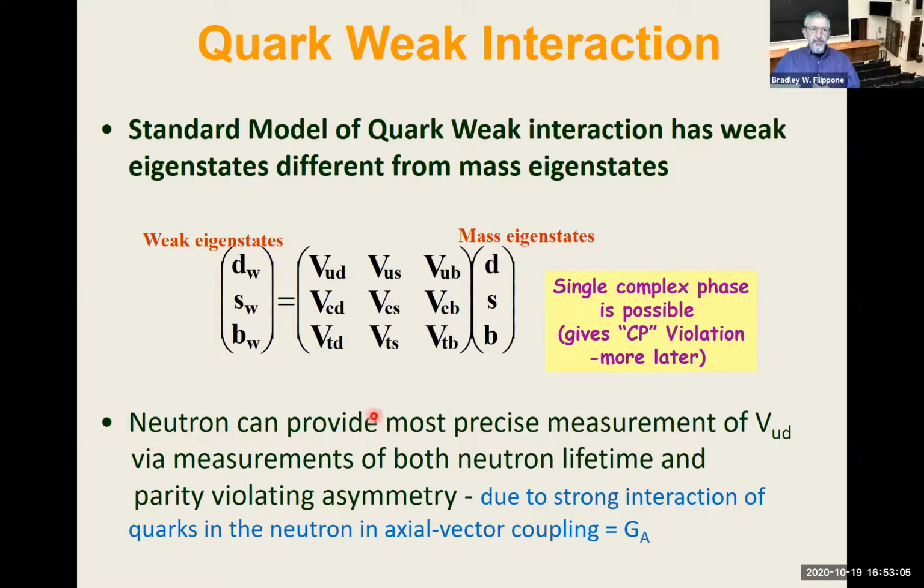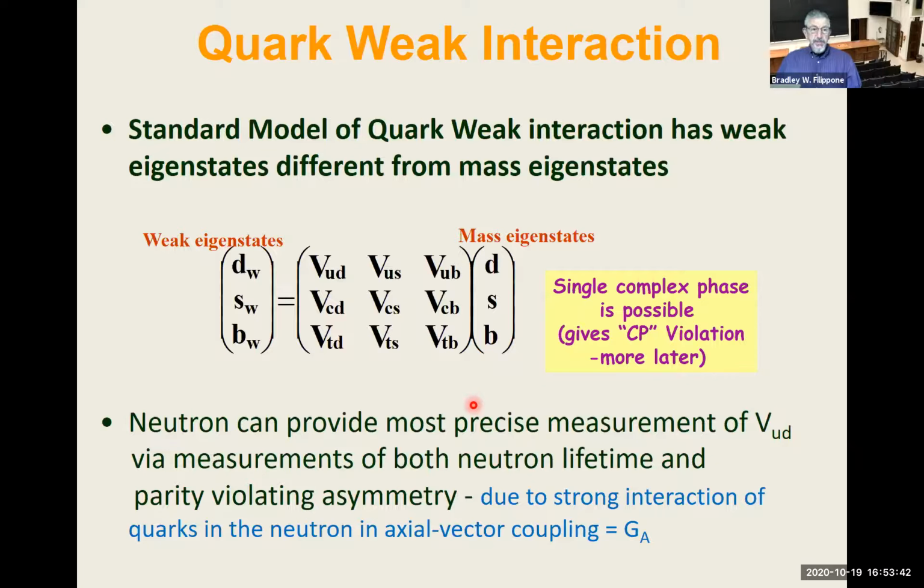The relationship between them is that in the quantum picture, the weak eigenstates are on the left, the mass eigenstates are on the right, and there's a matrix called the Cabibbo-Kobayashi-Maskawa, or CKM matrix, which relates them. And I was talking about this particular matrix element VUD. And this matrix can be constructed to explain that tiny amount of CP violation I mentioned earlier. Since it's a 3x3 unitary matrix, there's a single complex phase, and that is the small amount of CP violation that's presently observed.